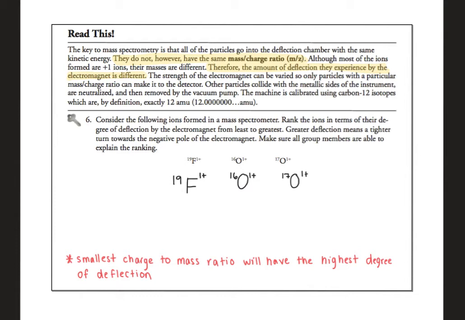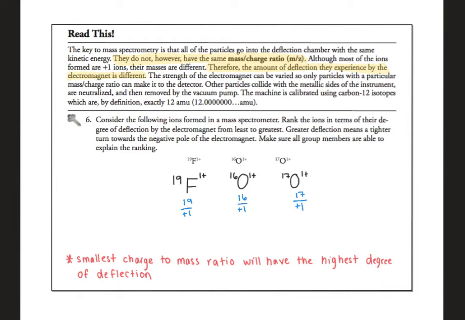Okay, so it might be kind of small on the screen, so I rewrote it. This is the mass number in the upper left, and this is the charge. Let's figure out the mass to charge ratios. So for this one, the mass to charge ratio is 19 over +1, 16 over +1, and 17 over +1.